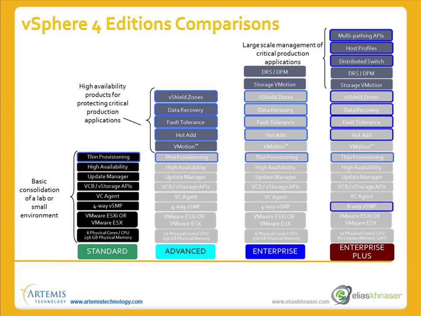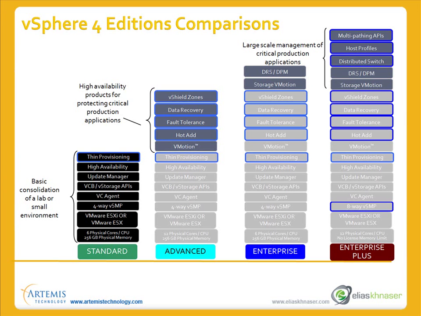And you can see circled in blue some of the new features that you have with vSphere 4. So for example, you get vShield zones, you get data recovery, you got fault tolerance, you got hot add, you have thin provisioning. All of those are new features that were introduced with vSphere 4 that are available with the Enterprise version, but then you have on the right the Enterprise Plus version that gives you additional features.